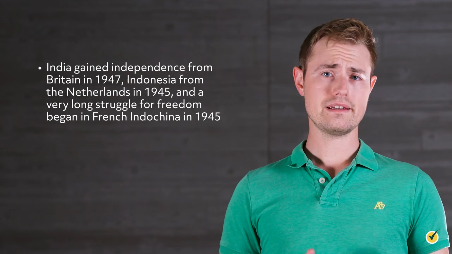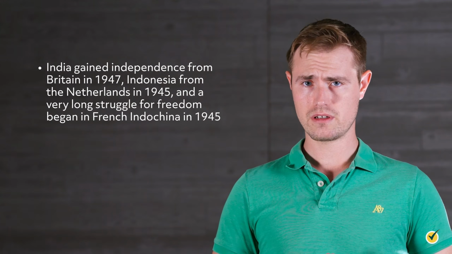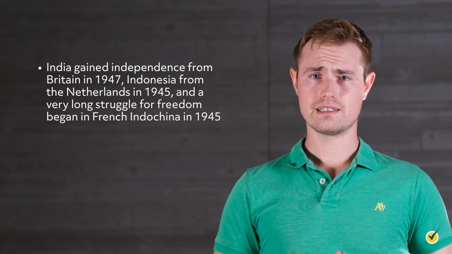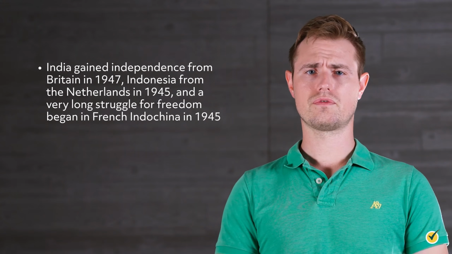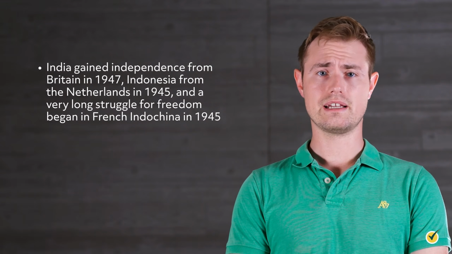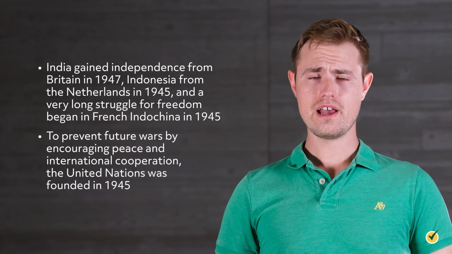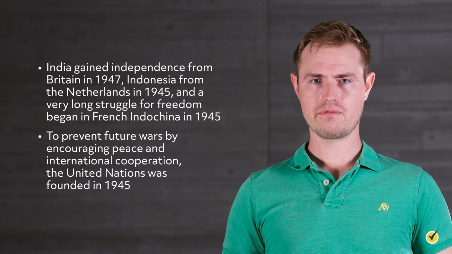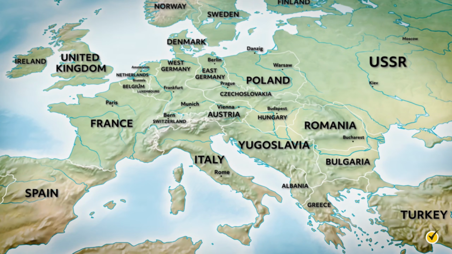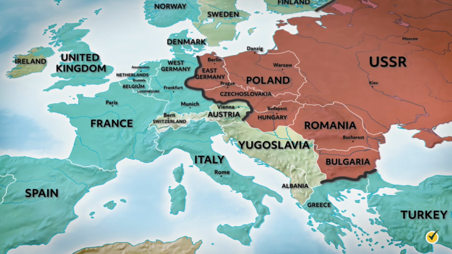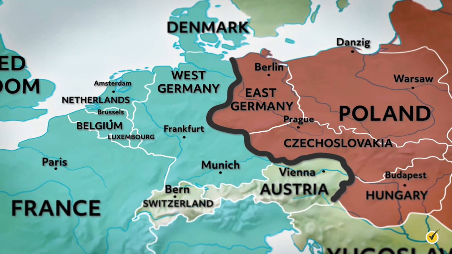To name just a few, India gained independence from Britain in 1947, Indonesia from the Netherlands in 1945, and a very long struggle for freedom began in French Indochina in 1945. To prevent wars by encouraging peace and international cooperation, the United Nations was founded in 1945. In the aftermath of the war, the understanding between the United States and the USSR swiftly broke down. Europe became divided as Eastern European countries came under communist influence. Nowhere was this split more apparent than in the partition of Germany, which lasted until 1989.